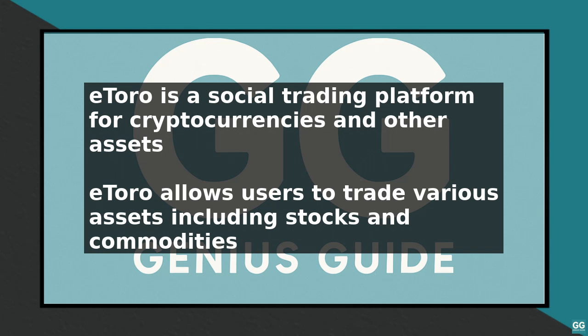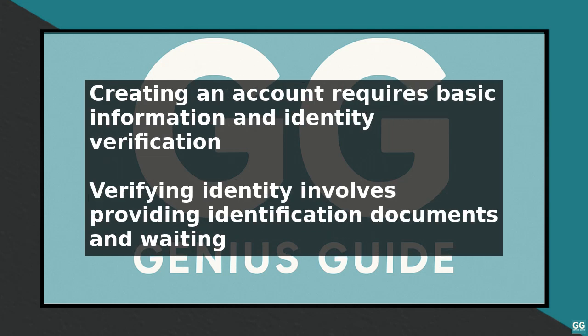cryptocurrencies, stocks, and commodities. To get started, you need to create an account on the eToro platform. This can be done by providing some basic information such as your name, email address, and password. Once your account is created, you will need to verify your identity by providing some identification documents.